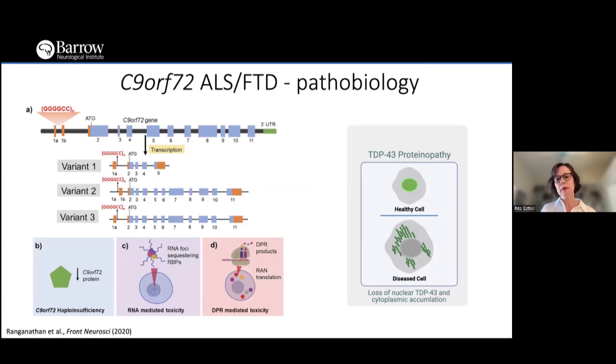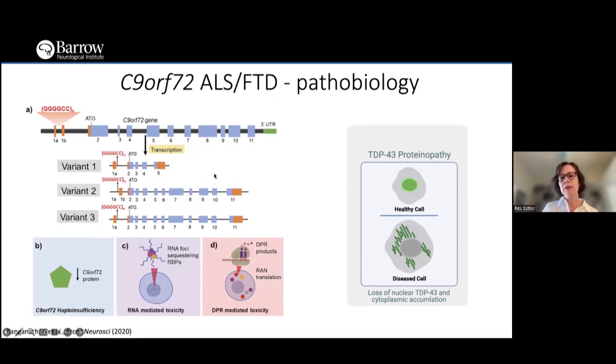And then the third major mechanism that happens due to this repeat expansion is the formation of so-called dipeptide repeat proteins or products through a very interesting translational event called RAN translation, or repeat associated non-AUG translation. So what happens, you have these really long repeat expansions. I forgot to say, these repeats can go up into the thousands. So they're really, really long.